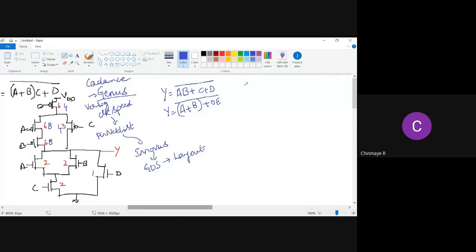So sizing, I assume everyone is clear. Now we'll try to calculate the delay. Now that we know the sizing, let's calculate the delay for a 2-input NAND gate. So this is a 2-input NAND gate, right? This is A, this is B, this is A, this is B, so this is 2, this is 2. Here also it is 2 and 2.